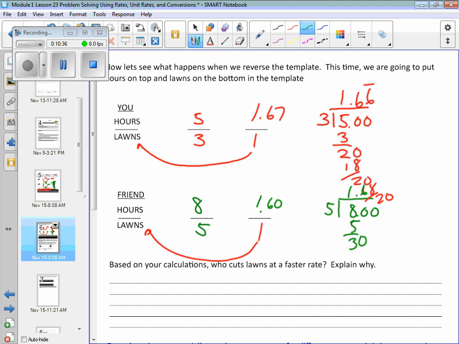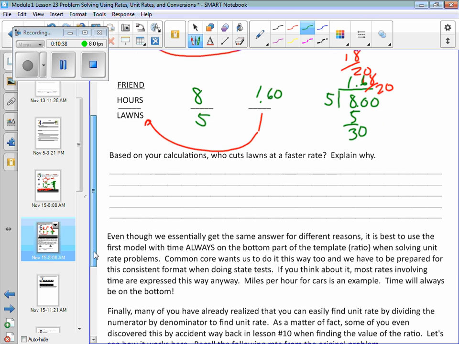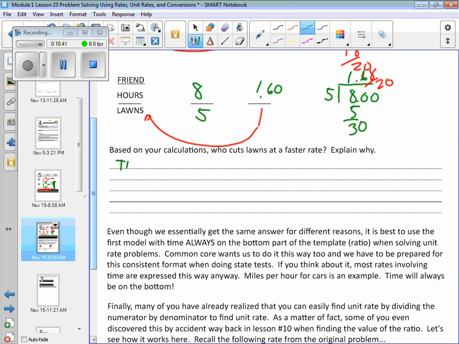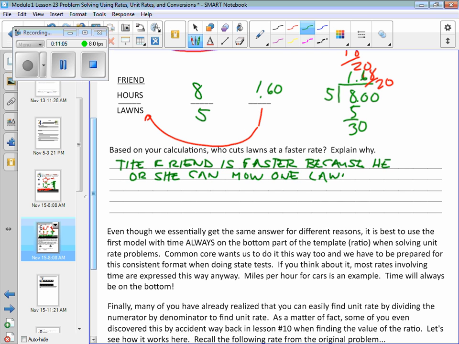Yes? Let's write it down. The friend is faster because he or she can mow one lawn in less time.